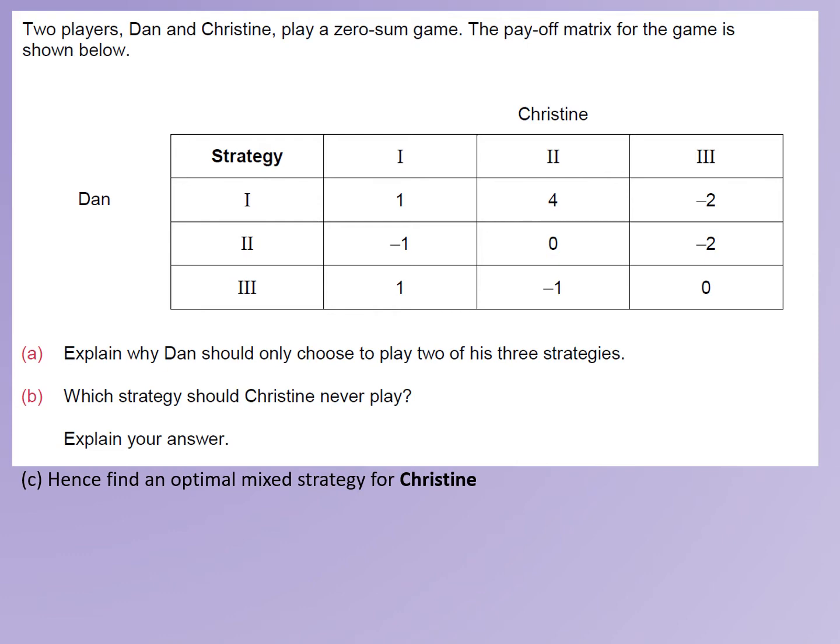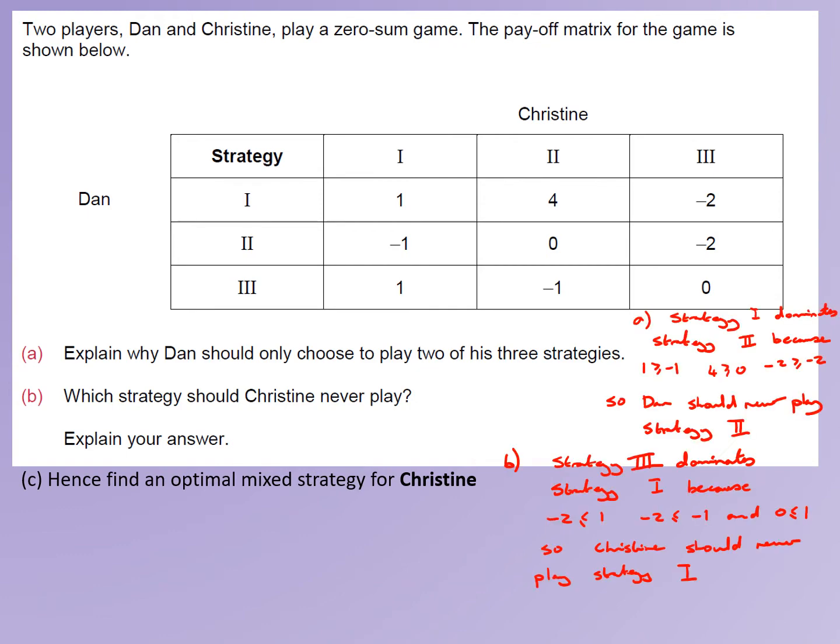So question A asks us to explain why Dan should only choose to play two of the three strategies, and question B asks us the same for Christine. So the answer would be that strategy 1 dominates strategy 2. This is for Dan. We've given the reasons why. So we said because 1 is greater than -1, 4 is greater than or equal to 0, -2 is greater than or equal to -2. So that is the reason for why Dan should never play strategy 2. Make sure you give this as part of your explanation.